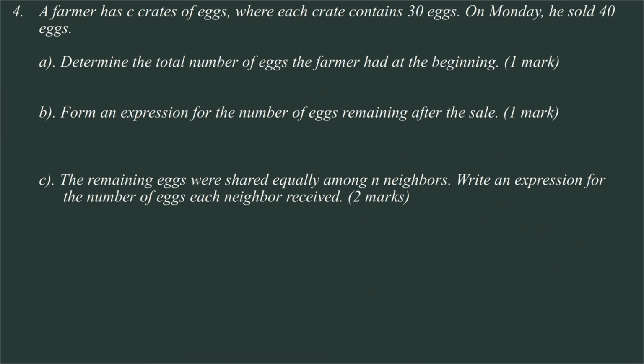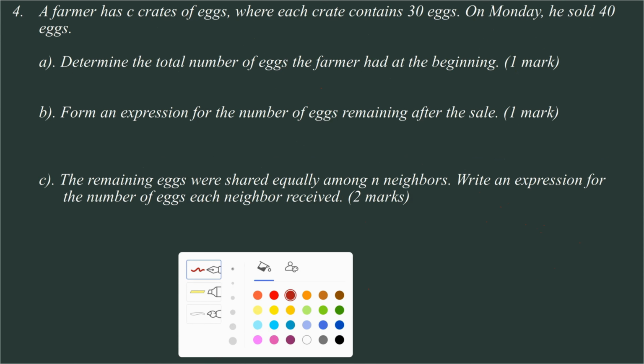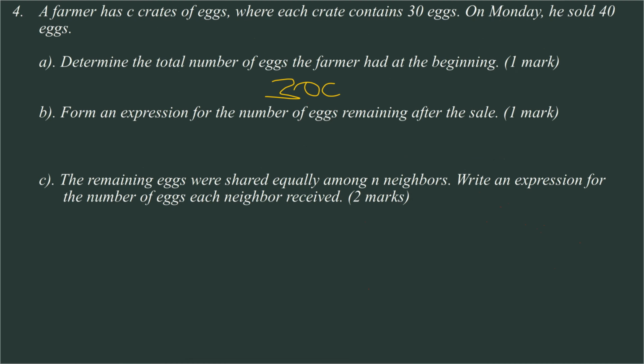Number 4, a farmer has 6 crates of eggs, where each crate contains 30 eggs. On Monday he sold 40 eggs. Determine the total number of eggs the farmer had at the beginning. He had 6 crates and each contained 30 eggs, so that is 30C. Form an expression for the number of eggs remaining after the sale: 30C, and he sold 40, so it's 30C minus 40.